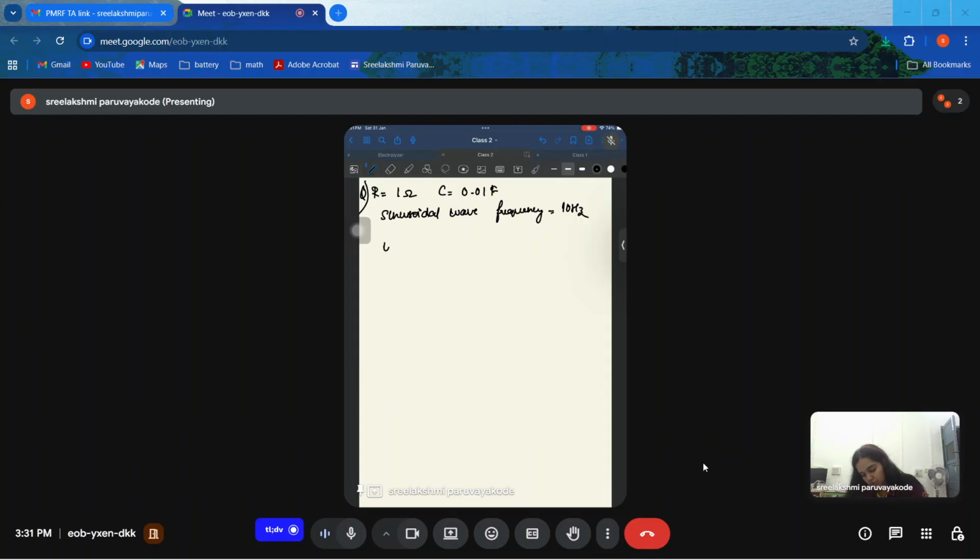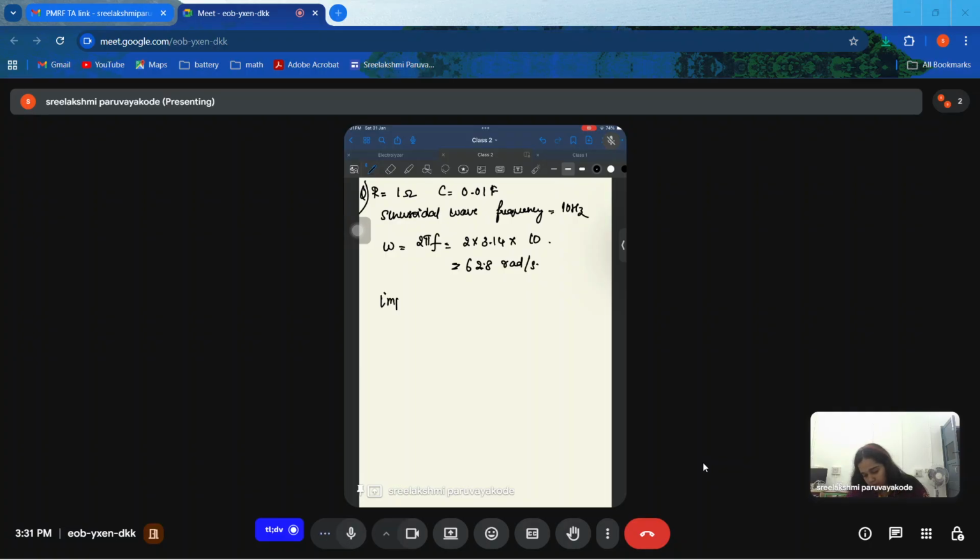So the first one is omega. Omega is nothing but 2 pi f. So 2 into 3.14 into the frequency value, which is 10. You get 62.8 radians per second. You can use your calculator and find the value. I've already solved it, and I'll be showing you how you get this.